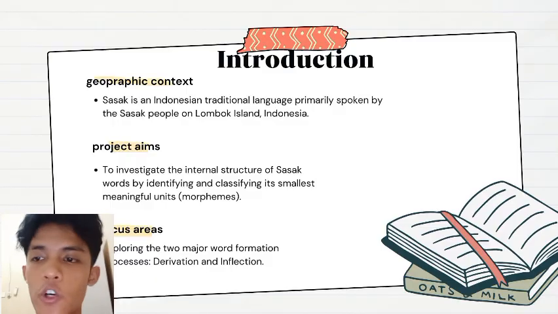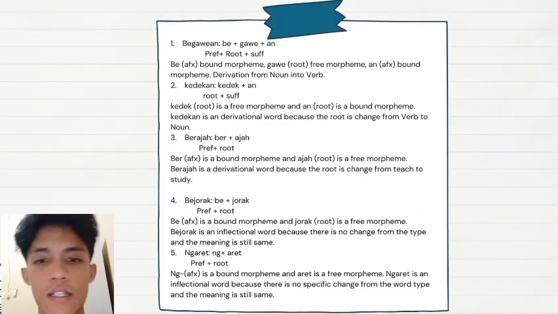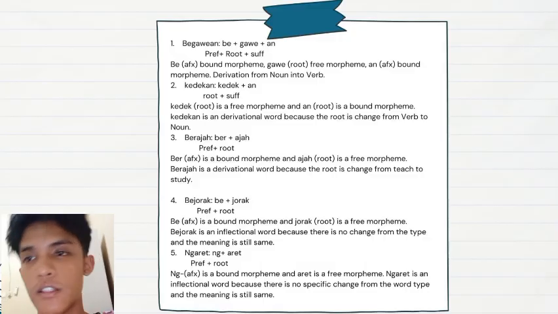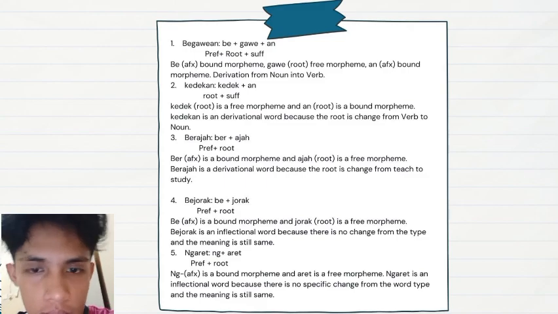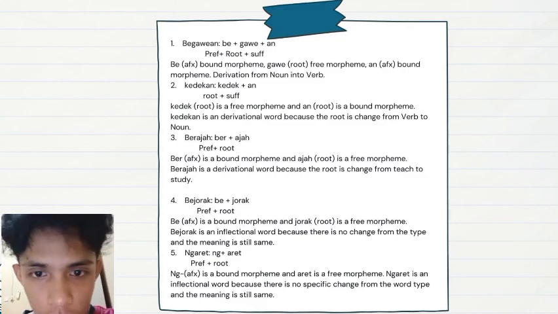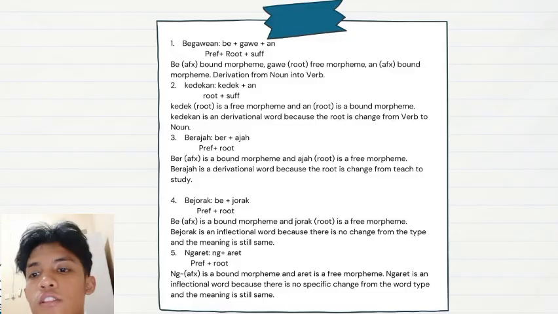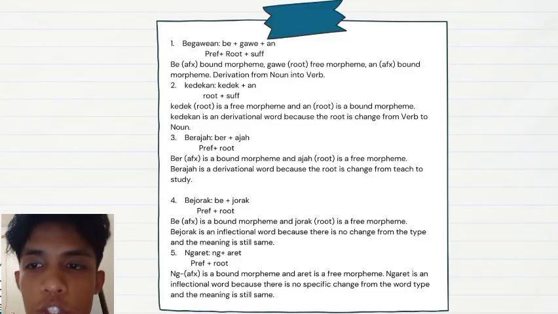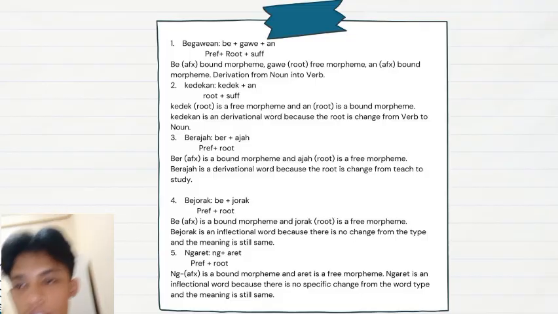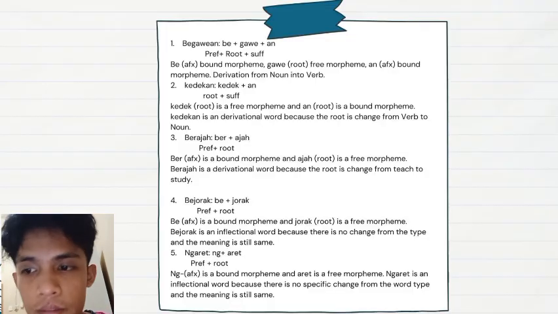There is a lot of data that I collected, which are derivational or inflectional. Maybe I will explain to you the meaning of these words. The first is bugawian. Bugawian in English is get a job. Kadekan is a toy. Brajah is study. Bejaguran is fight. Belanggaran, crash. Bersepeda, ride a bicycle. Bejora, jogging. Kelema is early morning, and so on.